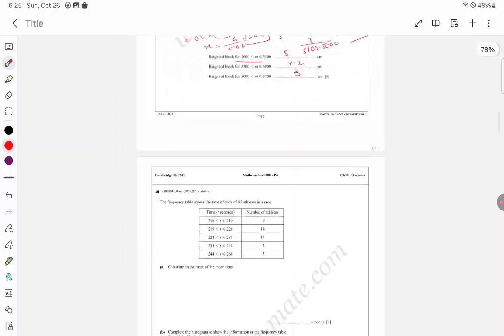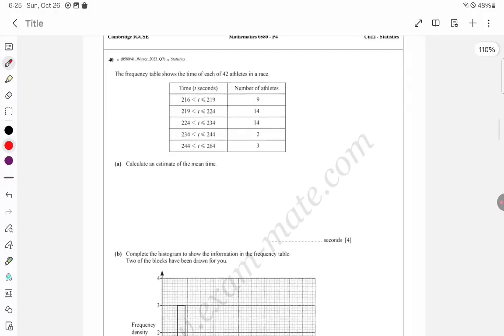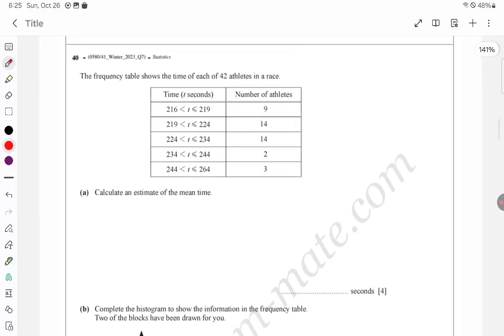Moving on to question number 40, in which the frequency table shows the time of each of 42 athletes in a race. This is the time range and the number of athletes. Calculate an estimate of the mean time. In order to calculate the estimate of the mean time, first we calculate the x, for the x and for the fx.